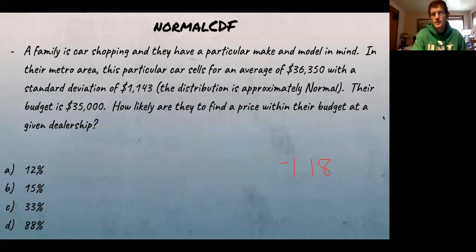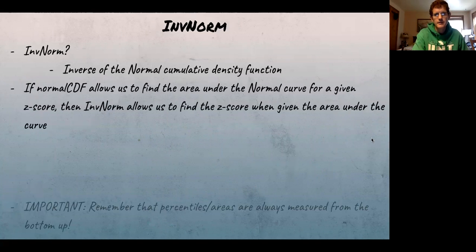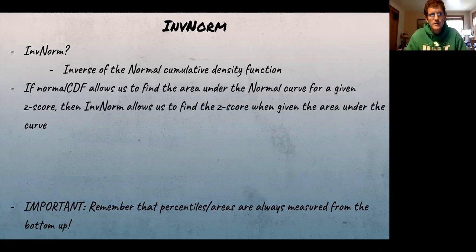With the last little bit of time, we don't have much, I just wanted to introduce inverse norm. I do not expect you to understand this, so we're going to go through a lot of information on this tomorrow and really try and solidify it. But inverse norm is the opposite. If normal CDF allows us to find the area under the normal curve for a given z-score, then inverse norm basically does the opposite. It says, here's the area, what z-score gives us that. So if you wanted to find out what value is at the 25th percentile, well, 25% is your area.